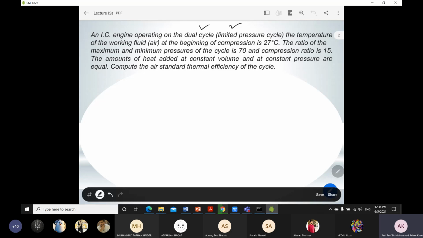The temperature of the working fluid air at the beginning of the compression process is 27 degrees Celsius. The ratio of the maximum and minimum pressure of the cycle is 70 and the compression ratio is 15. The amount of heat added at constant volume and at constant pressure are equal, that is, the heat addition processes 2 to 3 and 3 to 4. Compute the air standard thermal efficiency of the cycle. You have to note this data, then we will move towards the solution.